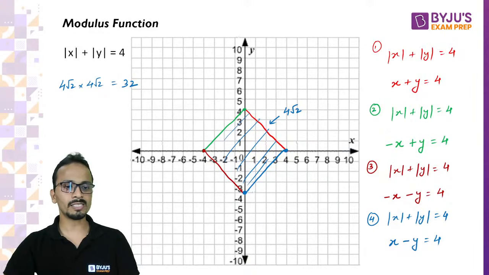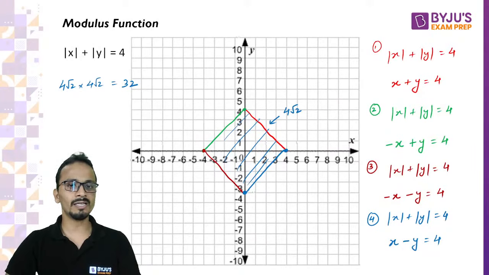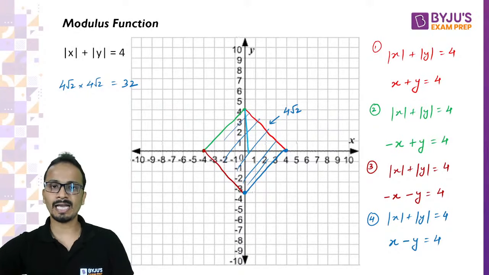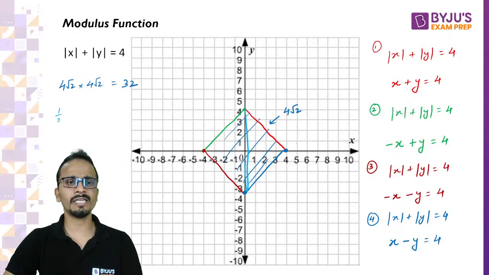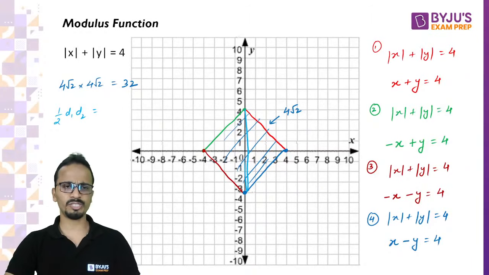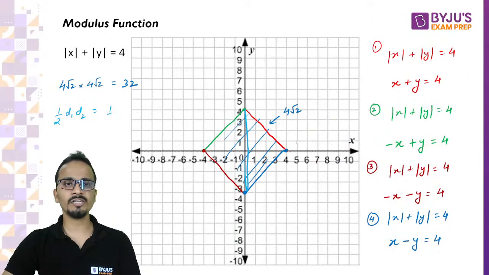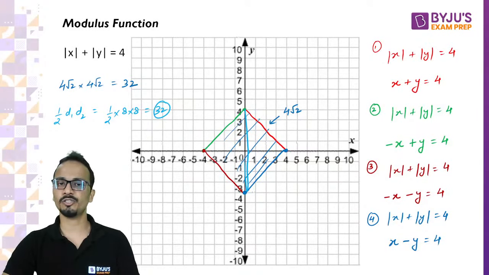Or you can consider the diagonal. Okay, what is the length of the diagonal in this case? So this is the diagonal. So length of the diagonal is 8. So using diagonals, the area is half d1 into d2. We will cover geometry as well. So half d1 d2, that is half into 8 into 8. All right, and again area will come out to be 32.